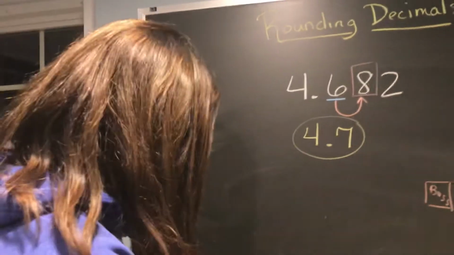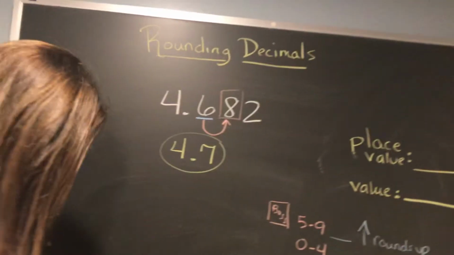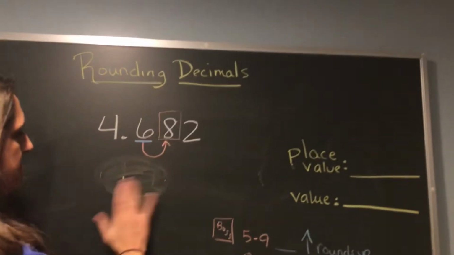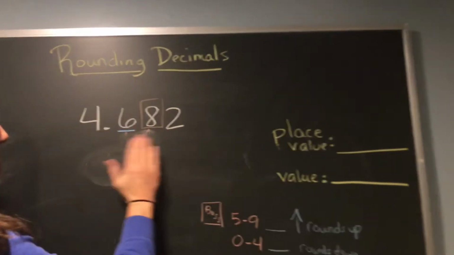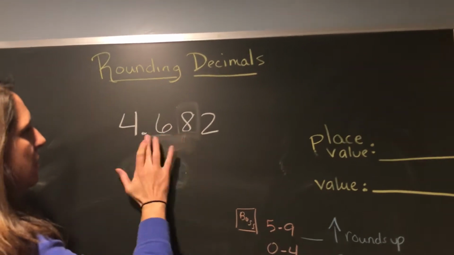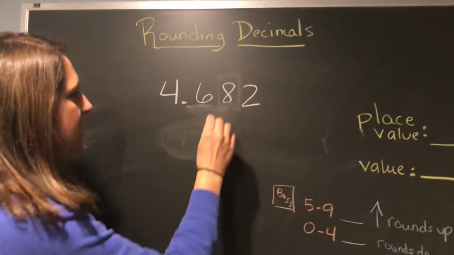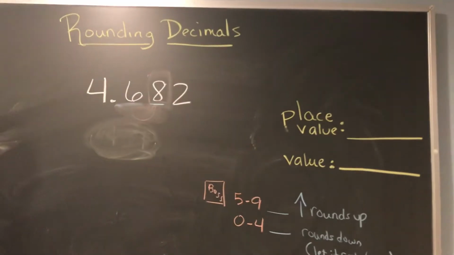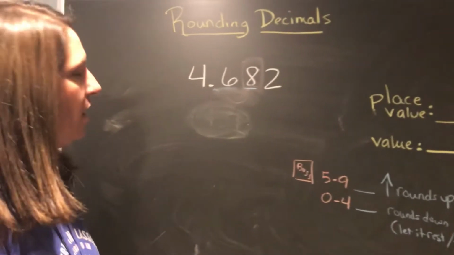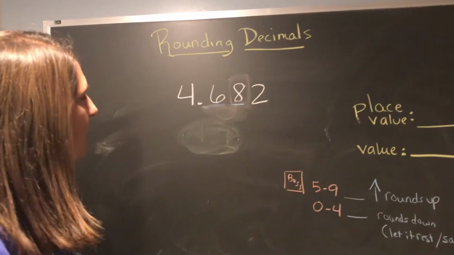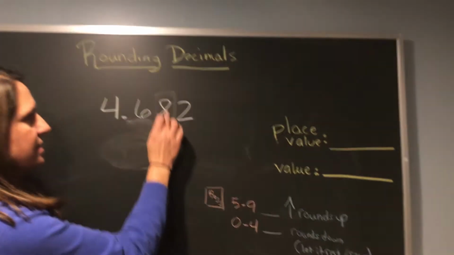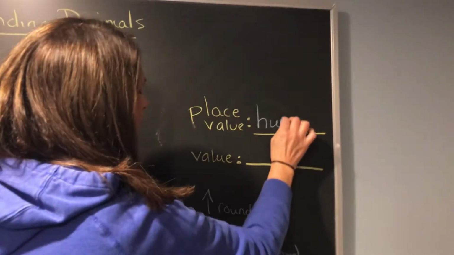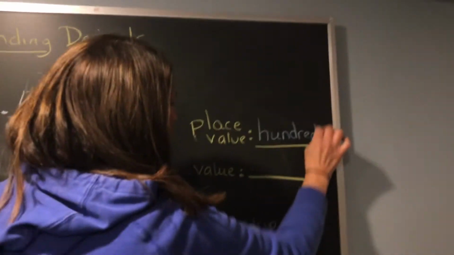Okay. What if, for example, we were asked about, let's do another one. What if we were asked about the 8? And we were asked a couple different questions. What is the place value of the 8? The place value of the 8 is the hundredths place. So I'm going to record that. Place value is just the place that the digit is in.